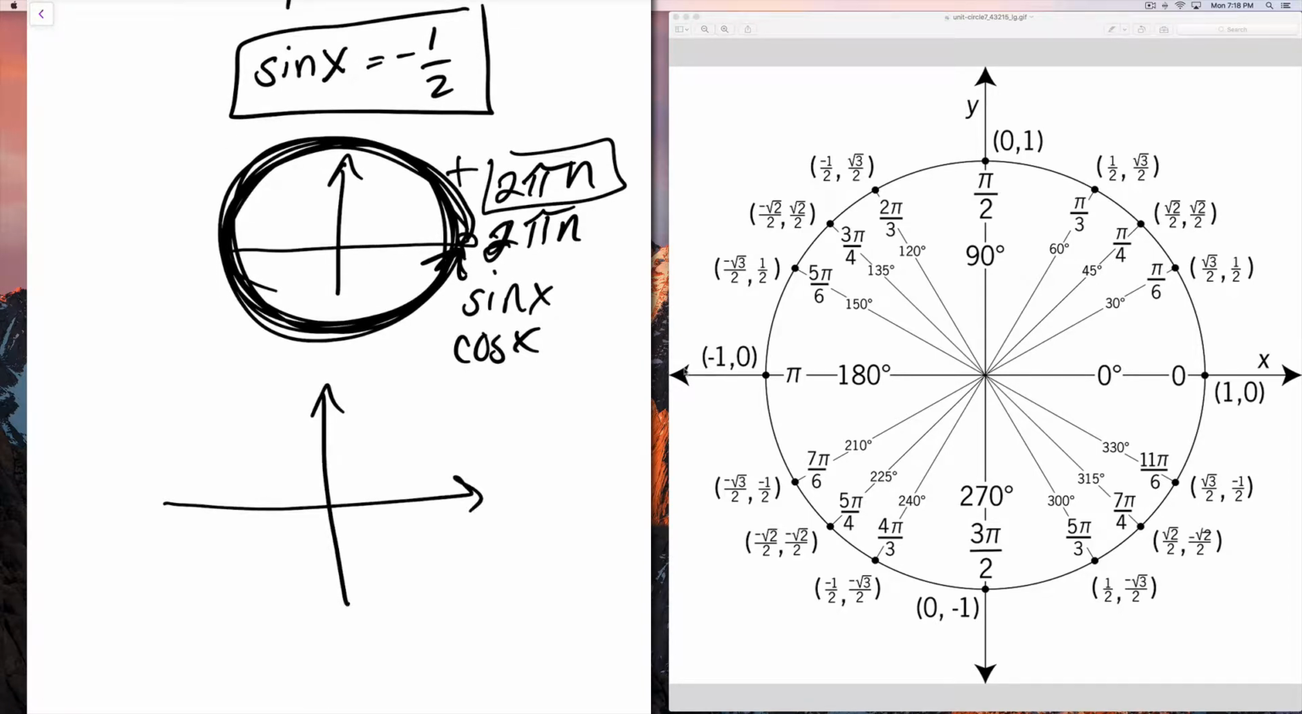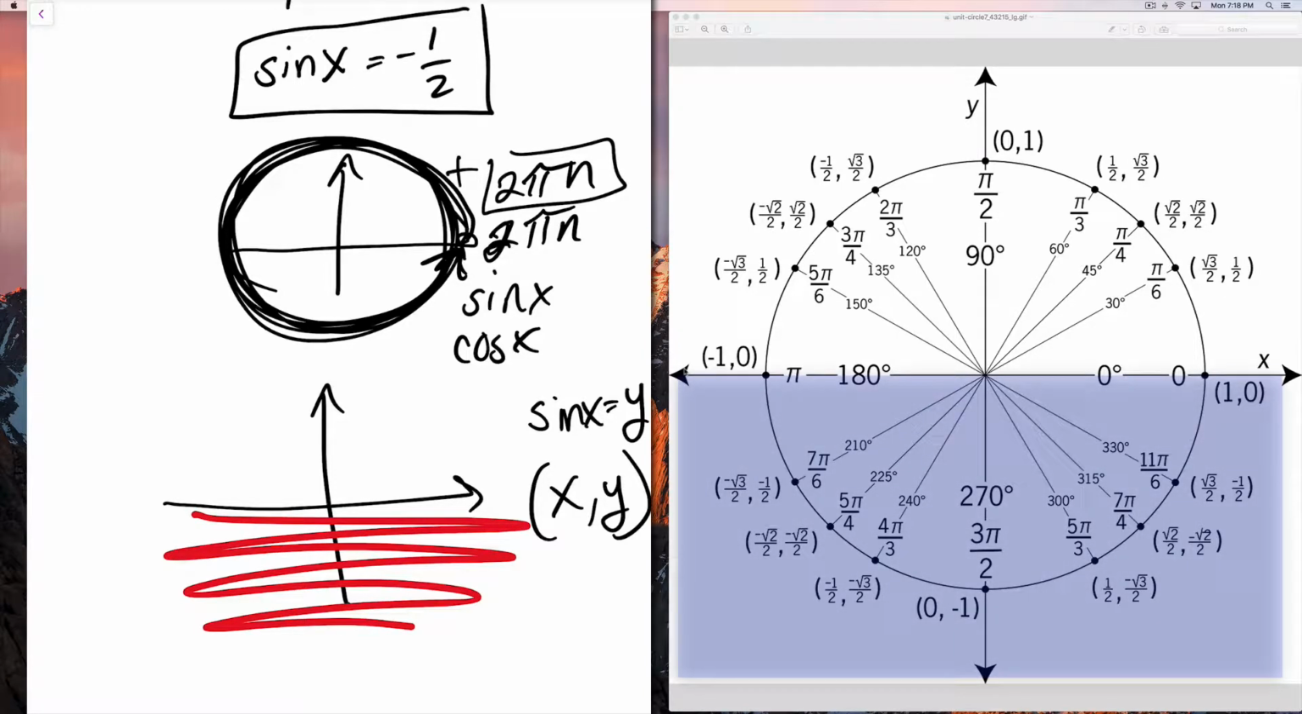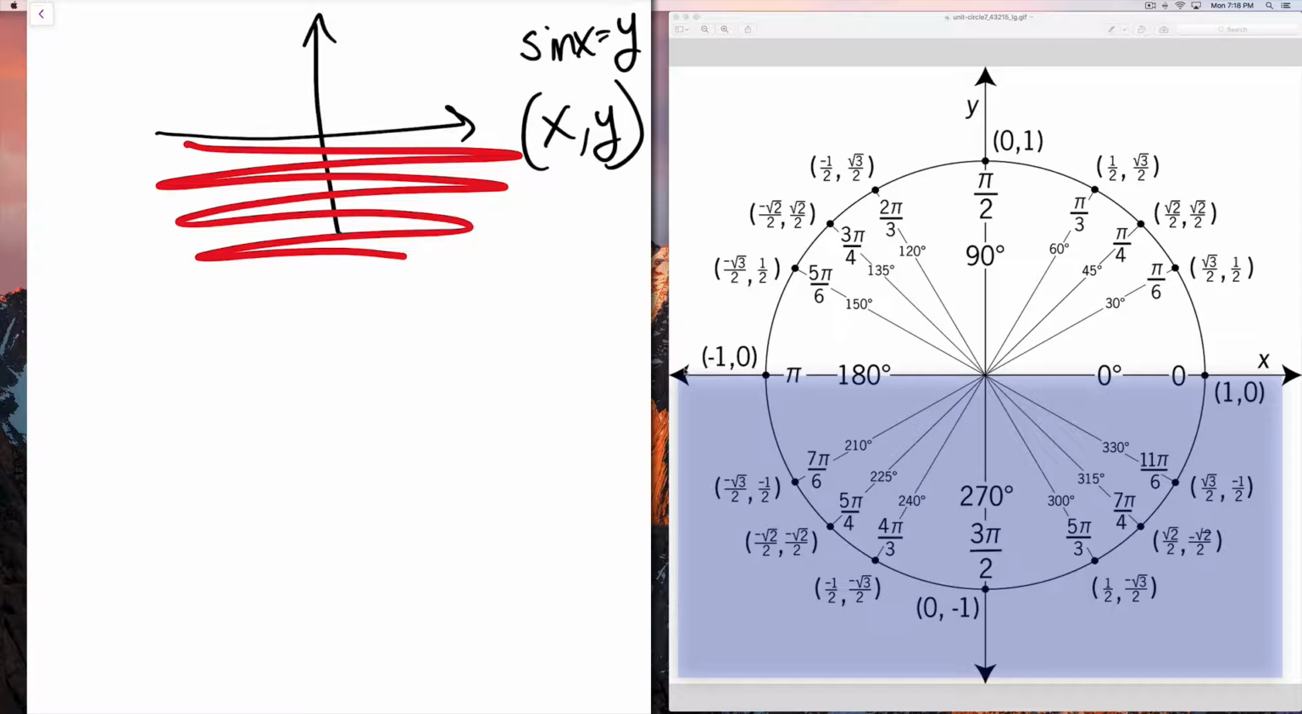So again, my question at this point is, where will I find sine of x to be negative 1 half? Now consider the fact that sine of x equals y. When I'm thinking about the coordinate points, sine is always the y term. So if my y is negative, then my answers are going to be on this side of my coordinate point. Where on my unit circle is sine of x a negative half? As you can see there, it's negative half at 7 pi over 6 and also at 11 pi over 6. And that's essentially my answer.